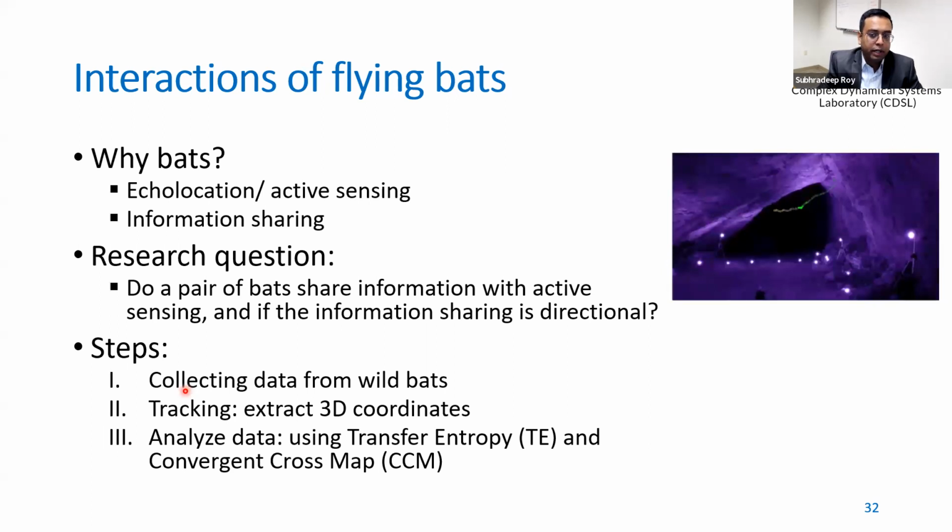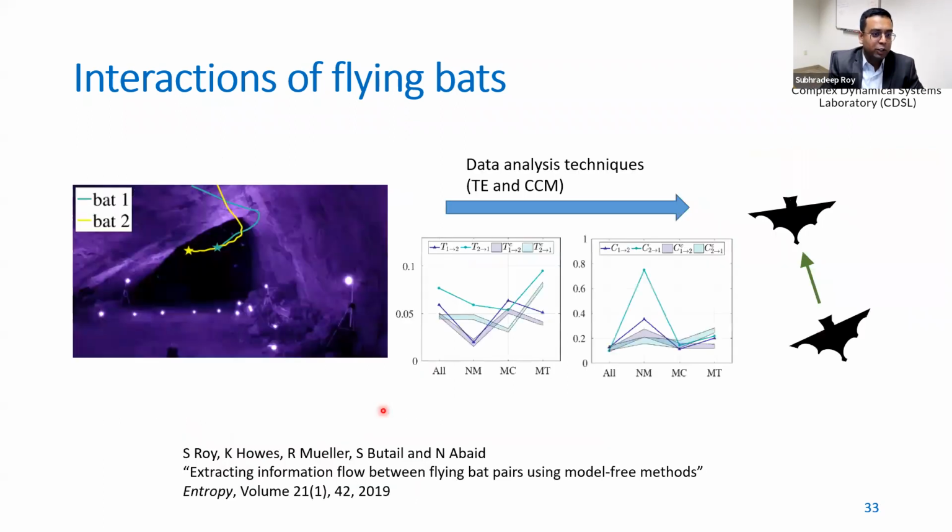Once we had the 3D coordinates, we identified the 1D curvature-based time series, on which we conducted our analysis using transfer entropy and convergent cross mapping. Here we have only 2 bats, so we are okay to use pairwise transfer entropy. I'm not going to go into too much detail, but I'm going to share the main findings.